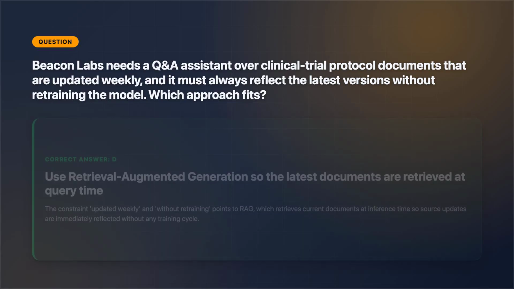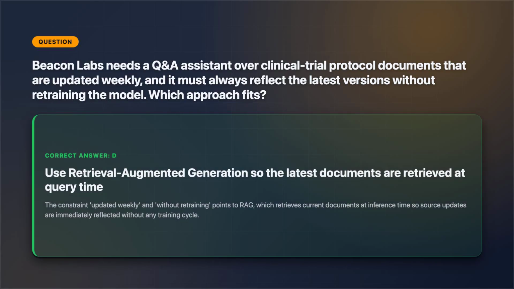The answer is D. The signal words are updated weekly and without retraining, which points straight to RAG. It retrieves current documents at query time, so any source update is immediately available with no training cycle at all.